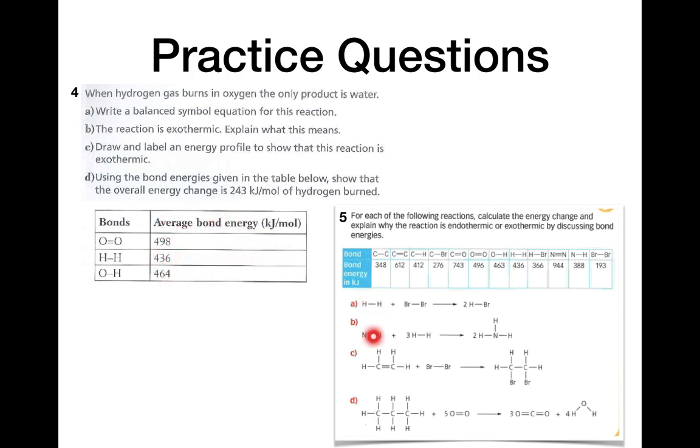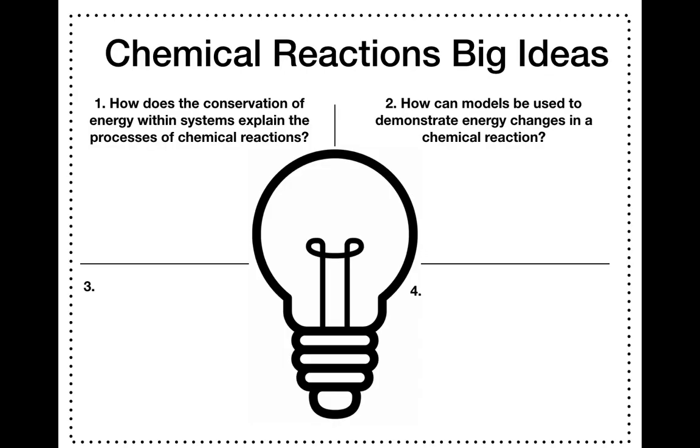And here I have 4 reactions, and here's my table of bond energies. So calculate the energy change and say why they are exothermic or endothermic. We are also done now with big idea number 2. Big idea number 2 is how can models be used to demonstrate energy changes in a chemical reaction. So think about models here, like the energy graphs that we've been using. Even chemical equations are also models, things that can help us understand the energy in a chemical reaction.